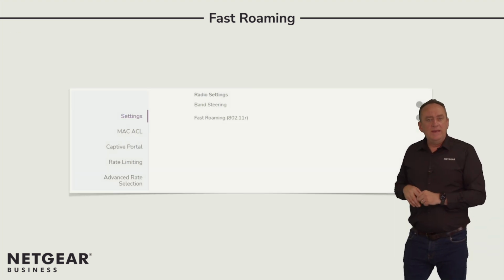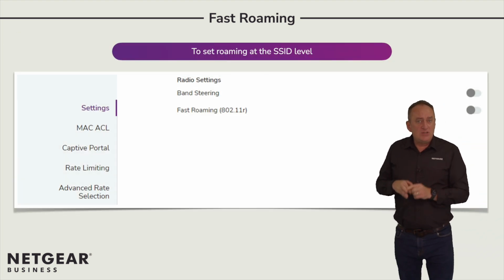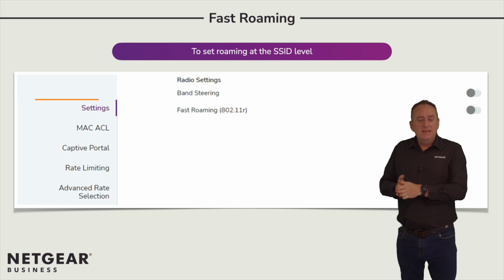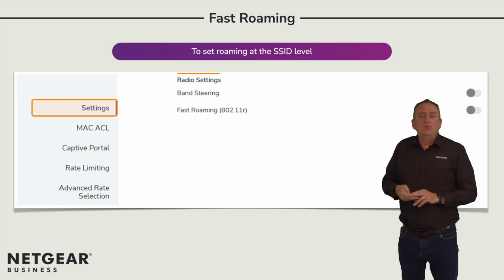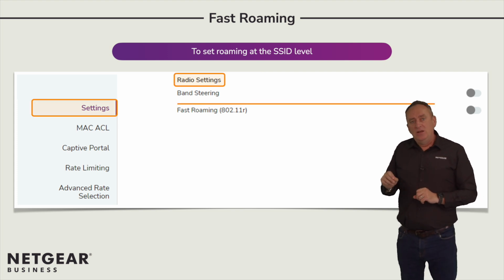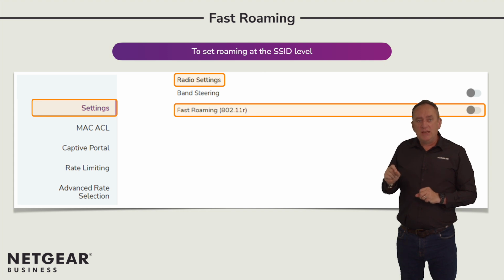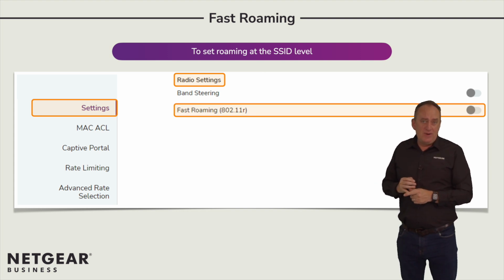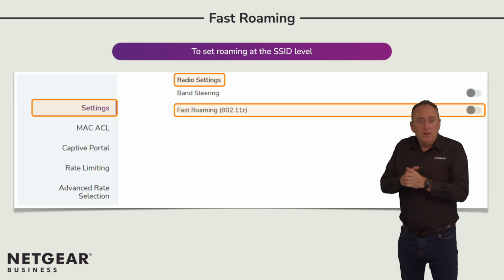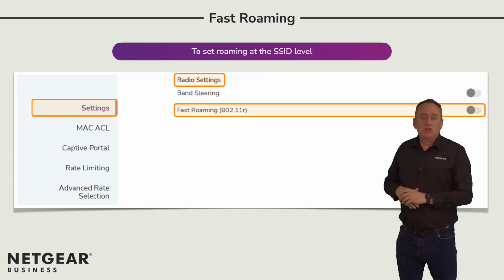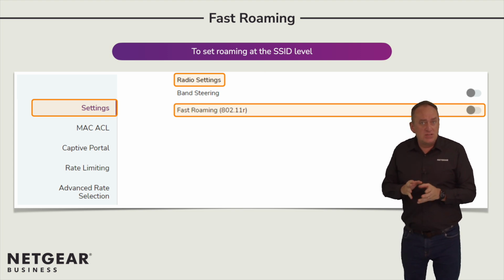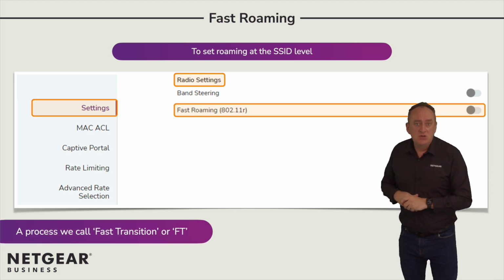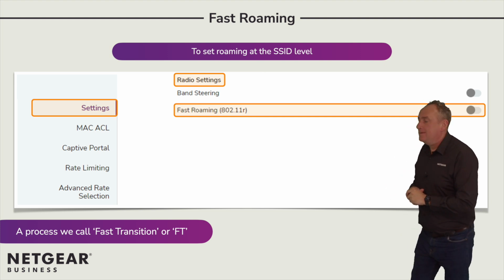To set roaming at the SSID level, go to SSID, then Settings, and under Radio Settings, enable 802.11r to allow the initial handshake with the new access point to be carried out even before the client roams to the target access point, a process that we call fast transition, or FT.